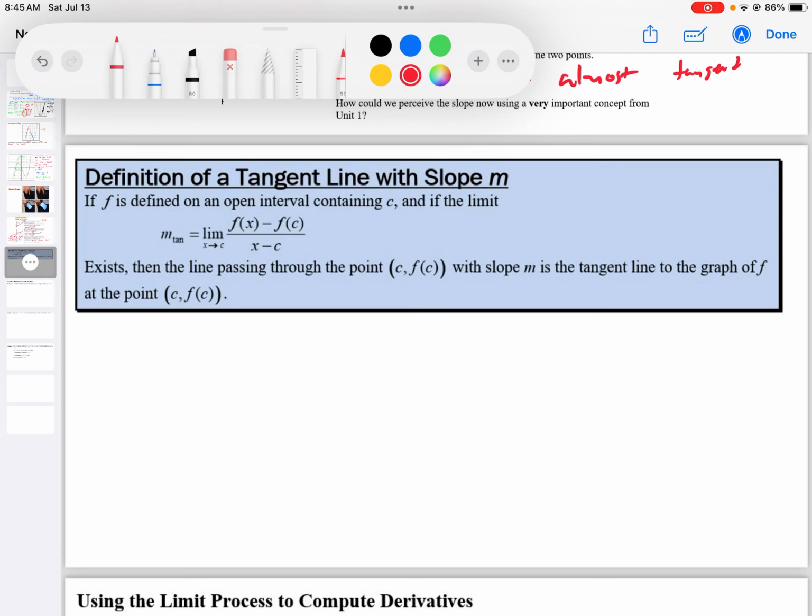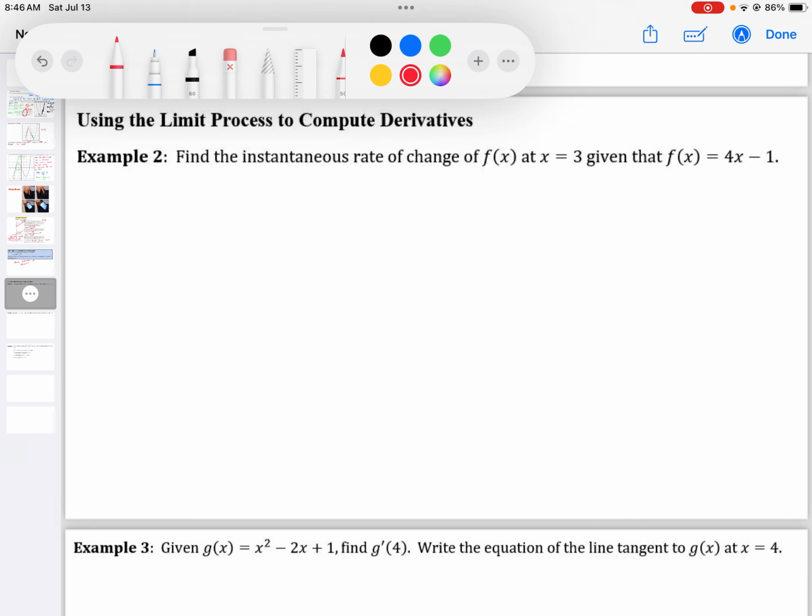Now that might be something you need to reread a couple times. I read it through really quick and I kind of mumbled my way through it. But there's our definition of a tangent line, which is also going to be a fancy definition of a derivative. Exciting stuff. All right, 3 more examples and we're done.